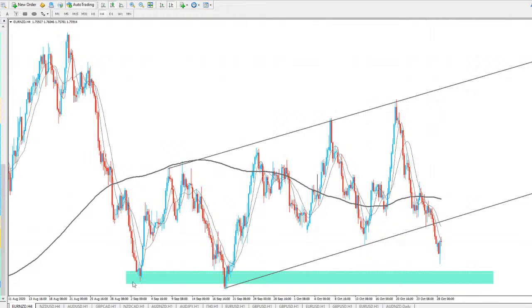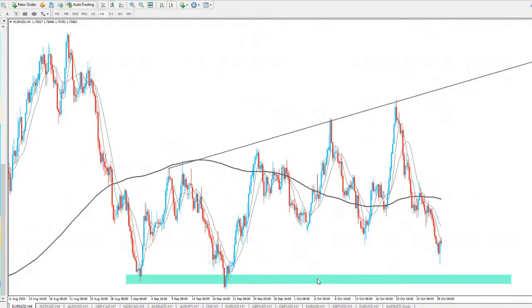As you can see, prior to that, initial test there, second test there. Every time we got to this area, we saw nice moves to the upside. So if price wants to trickle down, make its way to go and test this area again, that could be a nice place to look to go long for EUR/NZD. As you can see, it's a strong support area on the 4H chart.